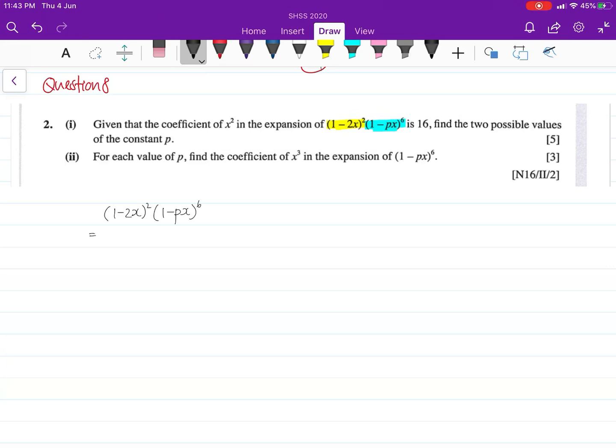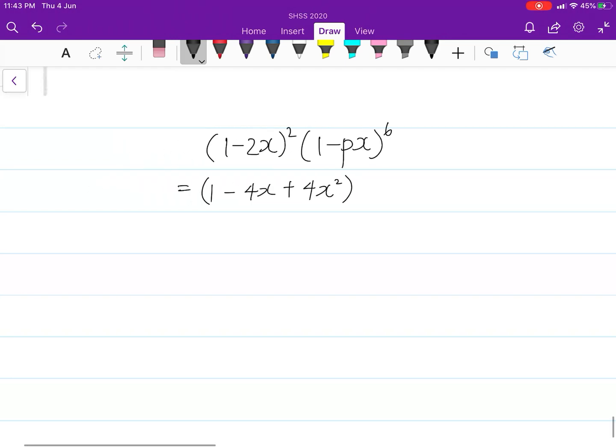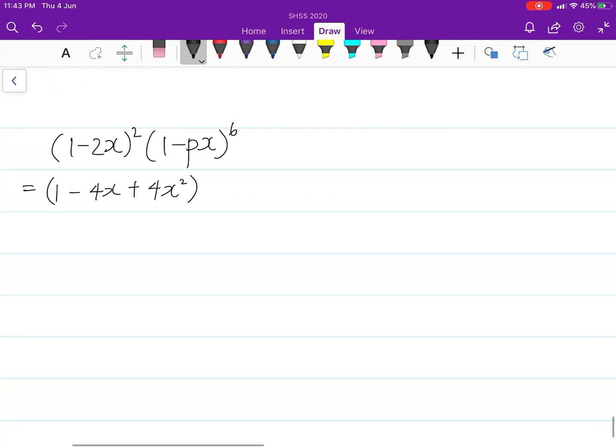So I'm just going to expand. Now, the first expansion is pretty simple. (1 minus 2x), the whole thing squared, will give you 1 minus 4x plus 4x squared. Okay, this shouldn't be a problem. Now, the next expansion is (1 minus px) to the power of 6. So I need to start with, okay, I put a square bracket so that I can use a round bracket here. 6C0, (1 minus px).